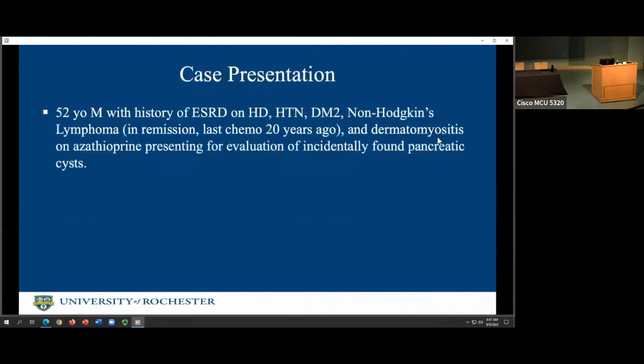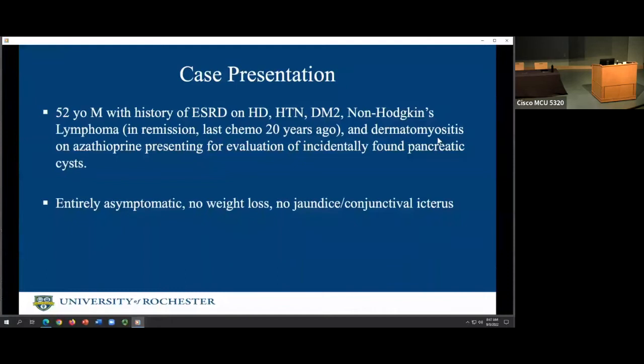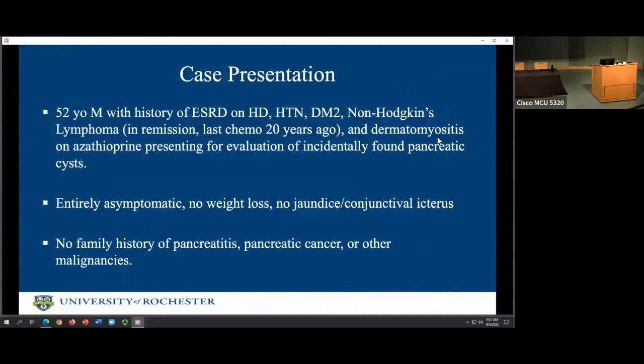I will start off with a case of a 52-year-old male with a history of end-stage renal disease on hemodialysis, hypertension, diabetes, non-Hodgkin's lymphoma in remission with last chemo over 20 years ago, and on immunosuppression for dermatomyositis, who presented for evaluation of an incidentally found pancreatic cyst. The cyst was entirely asymptomatic. He denied any weight loss or jaundice, and there was no family history of pancreatitis, pancreatic cancer, or other malignancies.